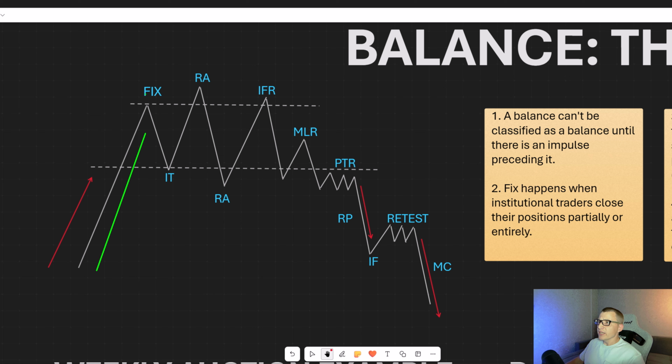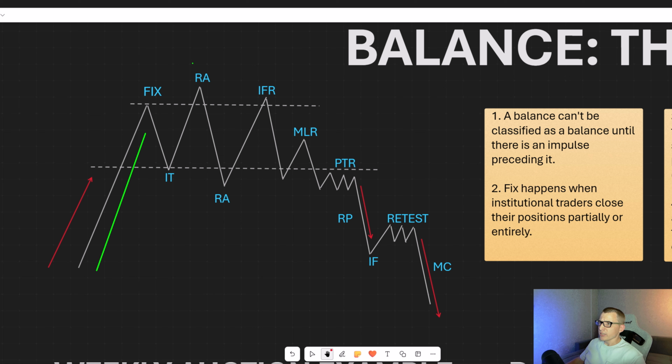Okay? Fix and an inertial trade allow us to define top and bottom boundaries of a potential balance. Why potential? Let me explain. The second crucial factor for any consolidation or a range, when we can classify it as a balance, is a responsive activity. It is what it is. An institutional trader responds to the market movement. We usually see a responsive activity above the fixed zone or below an inertial trade. Here we have responsive activities. And this will be the second segment of the balance.